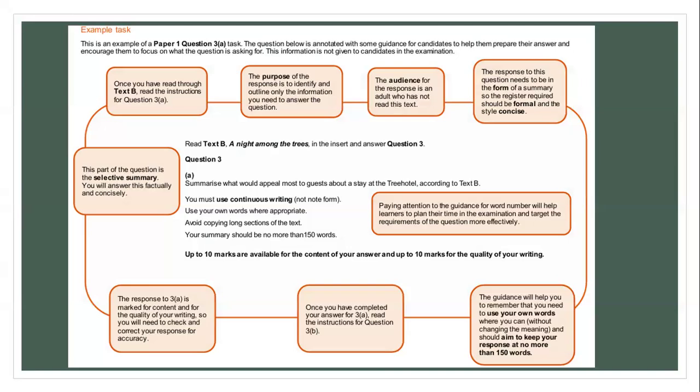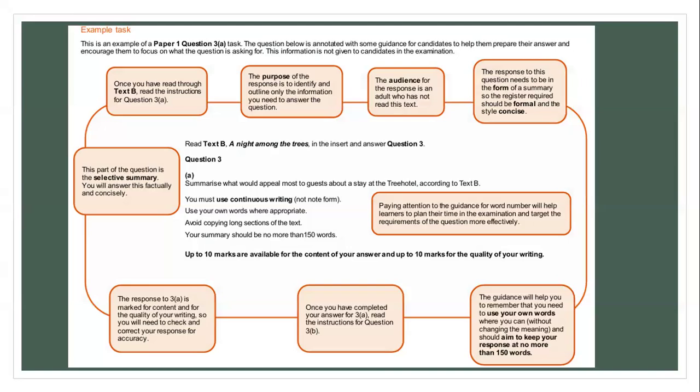Okay, moving on. I hope you have read the specific things which have been mentioned over here. So let's look at the specific directions which have been hidden in the question. The first thing is that once you have read through the text, you need to read the specific instructions which have been given for this question. This question highlights the purpose, and even the audience. So the purpose of this specific response is that you have to outline something, you have to provide one selective summary. And the audience for this specific response is an adult, right? You can consider it in a way that an adult who has not read this text.